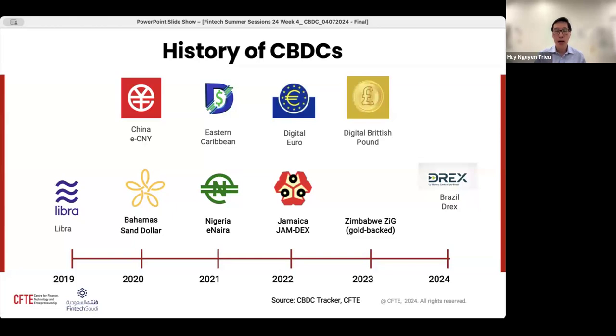On the other hand, you also have a lot of experimentations of CBDCs. For example, China was one of the first countries to test CBDCs with the e-CNY. The digital euro also is one of the experimentations which is taking place at the moment. The digital British pound is one of those experimentations. And in Brazil, for example, they're currently working to release potentially a CBDC, the DREX, by next year. So overall, you have more than 100 experimentations of CBDCs by central banks around the world, and a few of them that have been implemented.